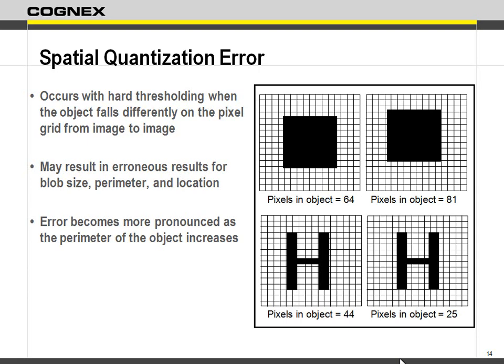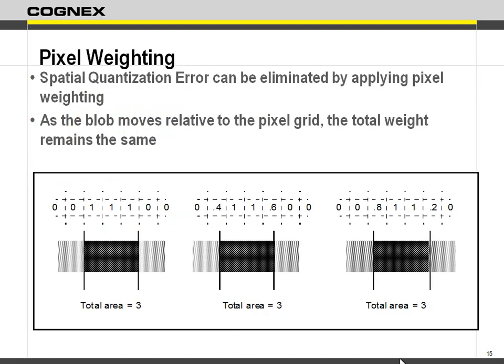Then you'll notice that you get an even bigger error if you have more perimeter. So here's an H. In this type setting, I have 44 square pixels, but just moving it slightly drops me down to 25, almost a half. Did it change? No. The size of my image did not change. So you might say, well, how do I get rid of this? Because I could be getting erroneous errors. This is through pixel weighting.